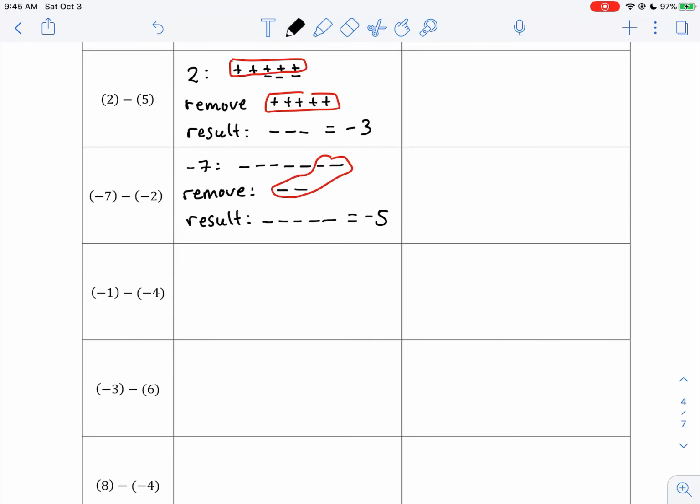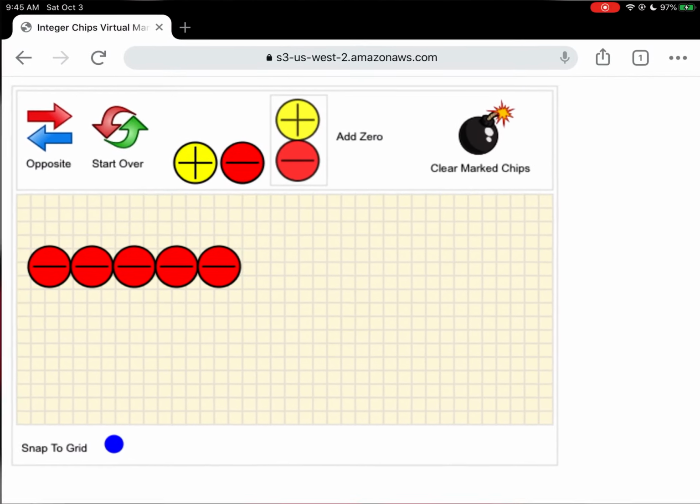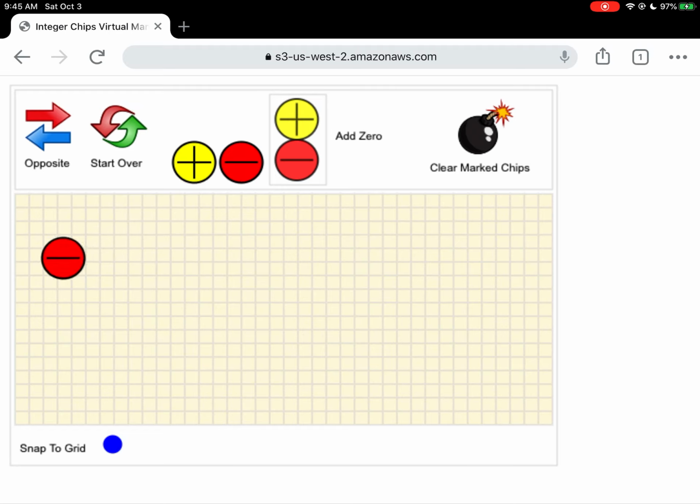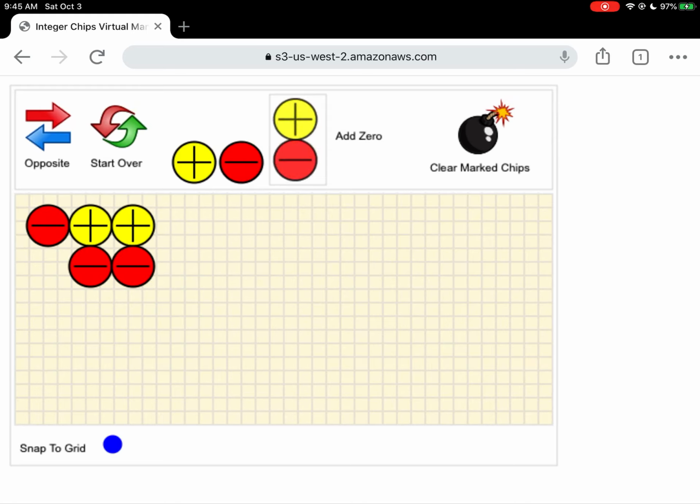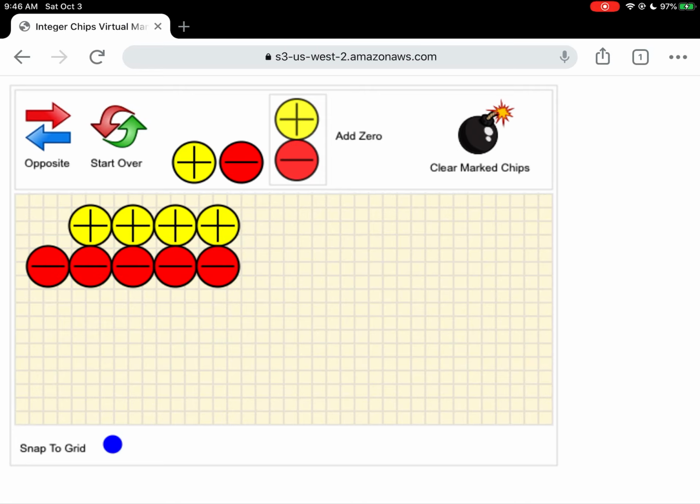Let's do negative 1 minus negative 4. Start over. There's negative 1. And I want to remove a negative 4. All right, so this is another situation where I'm starting with not enough reds to remove. So we can start, let me put that there, we can be adding our 0 pairs, because I have to drag those always. And you put that negative right there.